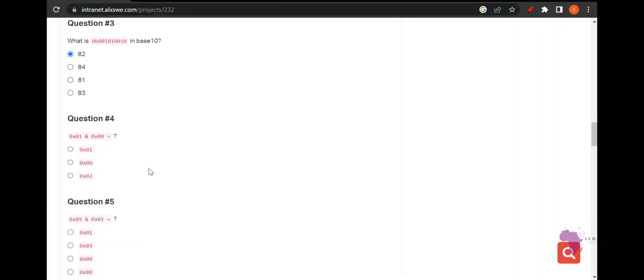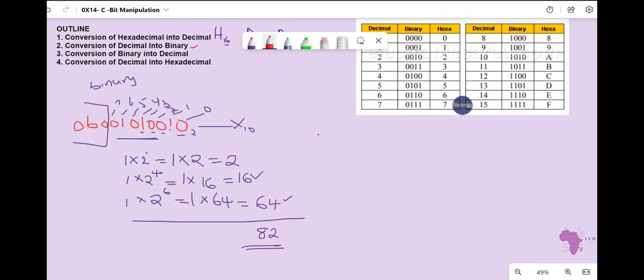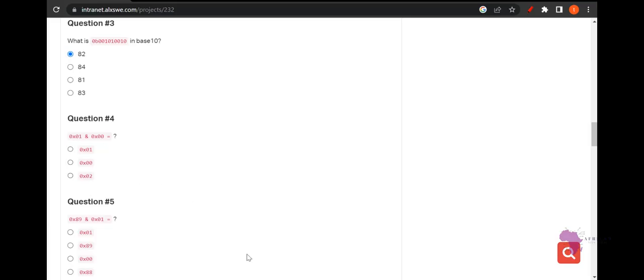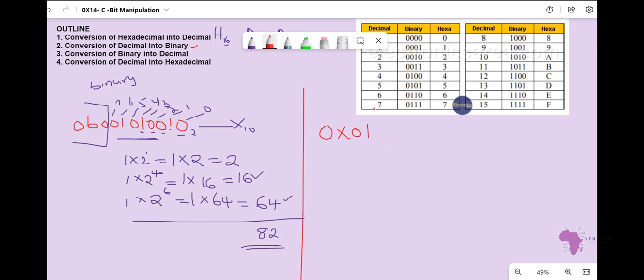Let's get to the third one. The third one is 0x00. This one I will not calculate, but I will show you how to be able to calculate that. So 0x01, 0x00. So now let's have it like this. We have 0, x, 0, 1, and then what have we been asked? It is AND.